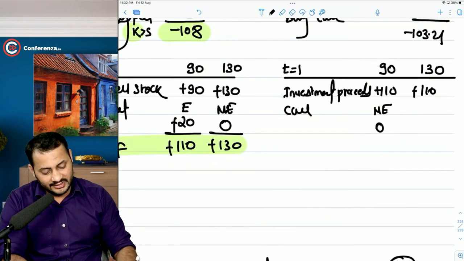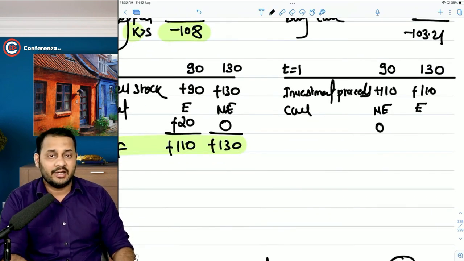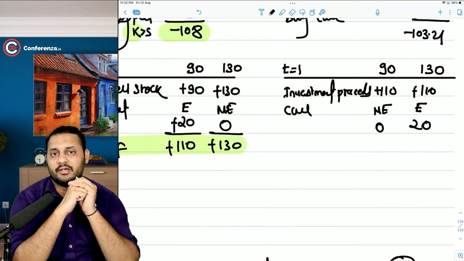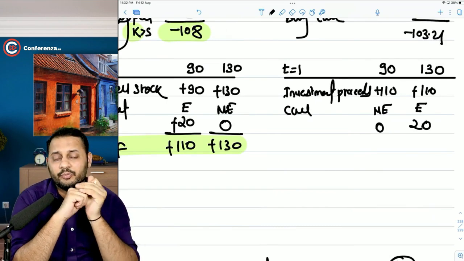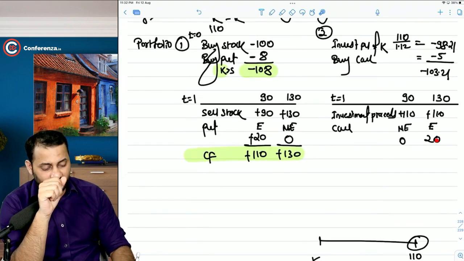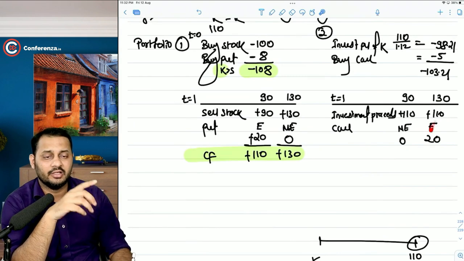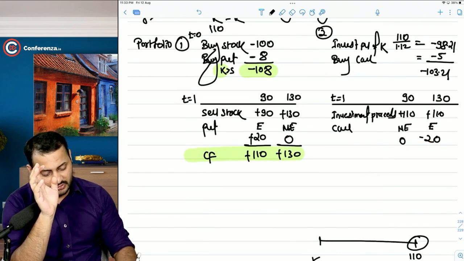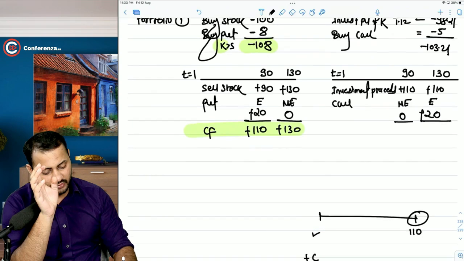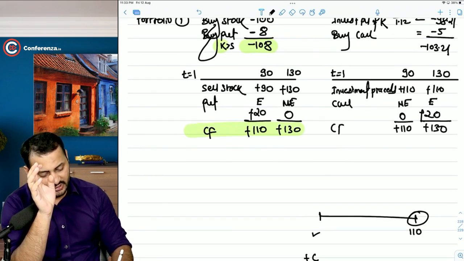So what will happen? We will exercise this option and I will get 20 rupees from the market. Am I right? 20 rupees from the exchange. How come 20 rupees? 130 minus 110. Buy at 110, sell at 130. So 20 rupees. So this is an inflow. Again, if you see the total outflow and inflow, it is 110 and 130. So this is the cash flow.